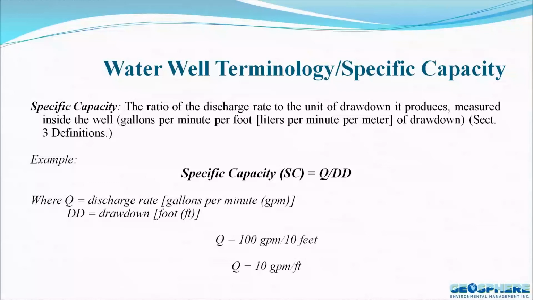Probably one of two equations that we're going to see. We're just defining what specific capacity is, even though we just talked about it. And we give a little example on the bottom with Q equals 100 gallons a minute divided by 10 feet of drawdown. So our specific capacity is 10 gallons per minute per foot. That's the number we're looking at.